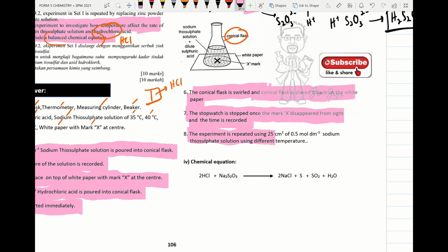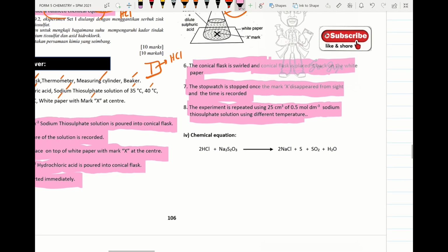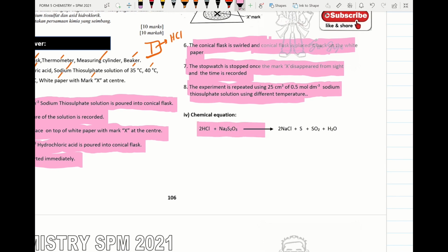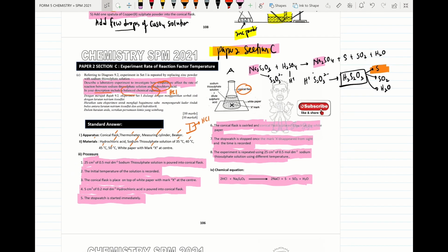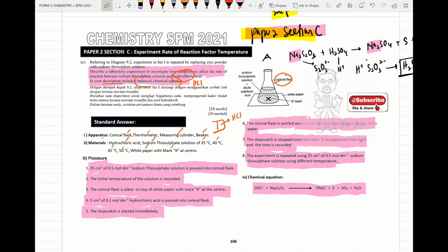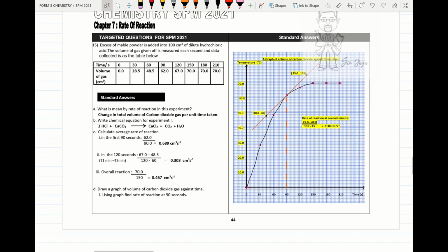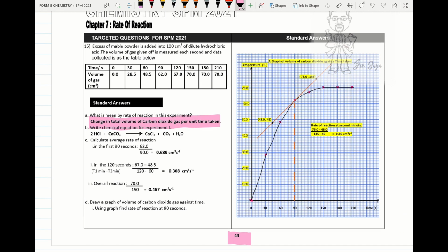The experiment is repeated using 25 cm³ of 0.5 mol dm⁻³ sodium thiosulfate solution at different temperatures. The chemical equation, as asked in the question, is already given. So these are the two experiments targeted for this year's SPM. Please go through them, and also please check page number 44. Please do this question; I already discussed it in a previous video. Please check how to draw the graph, how to find the instantaneous rate of reaction, the average rate of reaction, and also the overall rate of reaction.